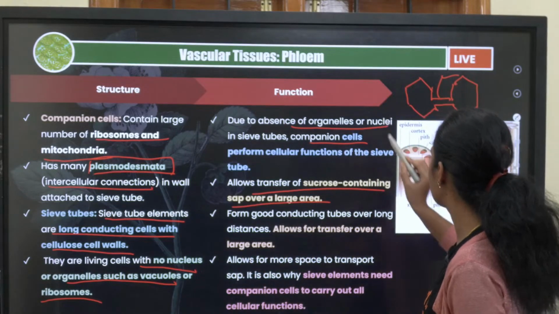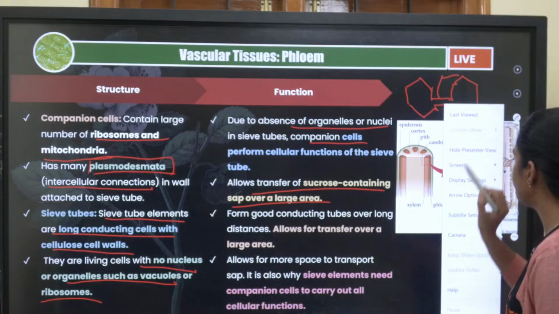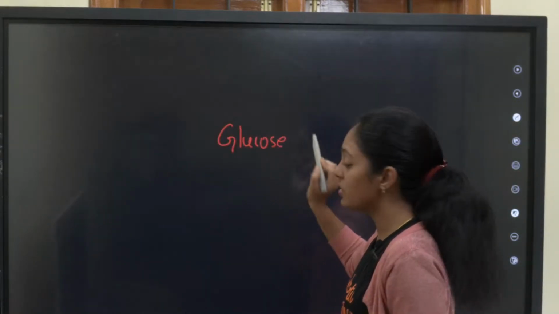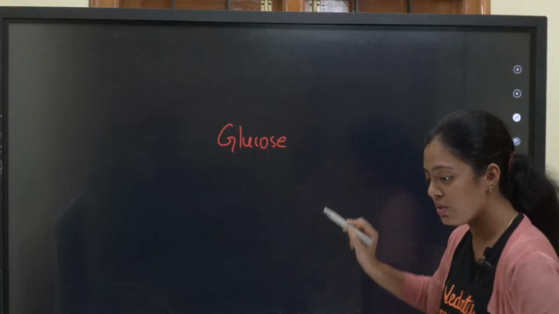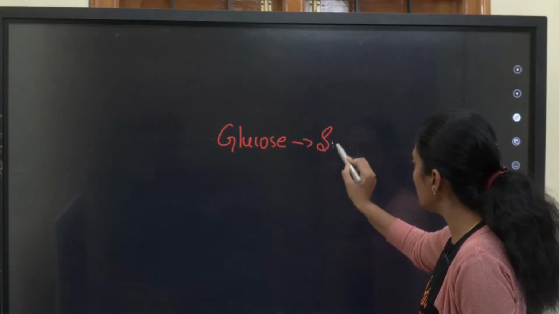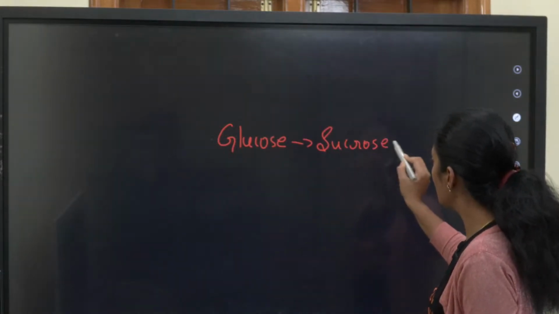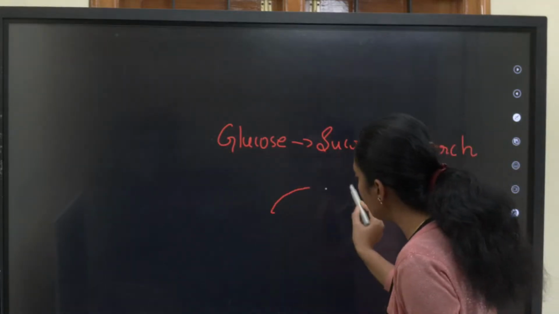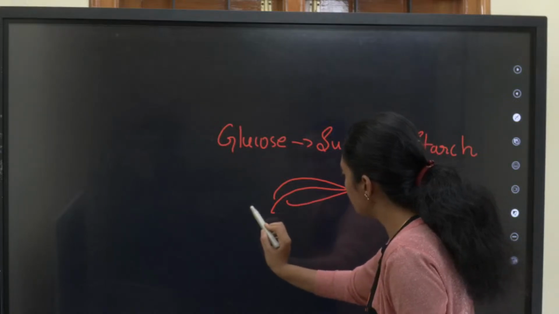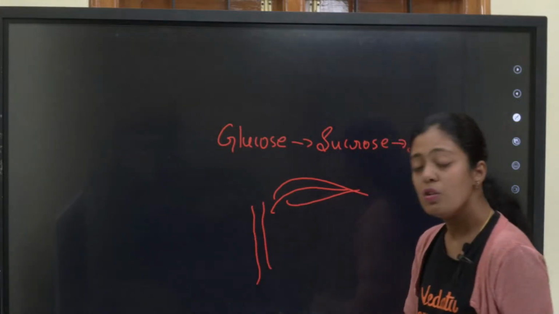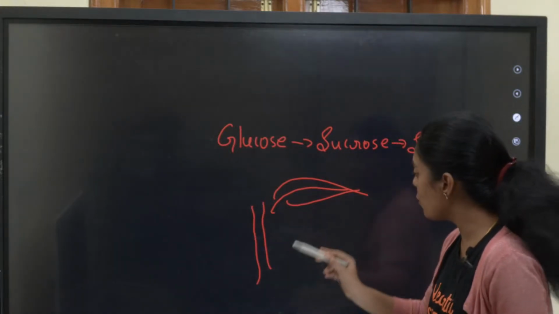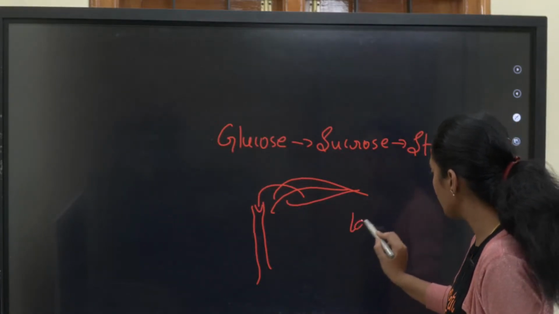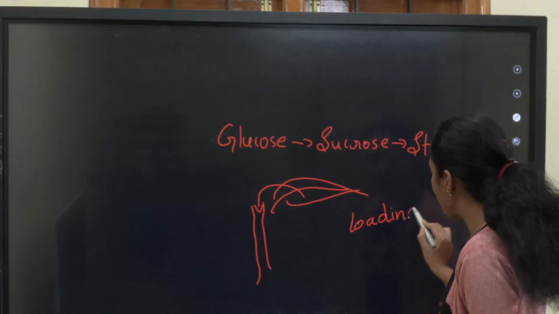So what happens, children, I'll just show it to you. You have glucose. This glucose is produced in my leaf. It is a product of photosynthesis. Glucose is converted into sucrose. This sucrose is converted into starch. Take this as my leaf, and imagine this is my stem. Here there has to be transport of food from the leaf into the vascular bundle. We call it loading, sap loading.